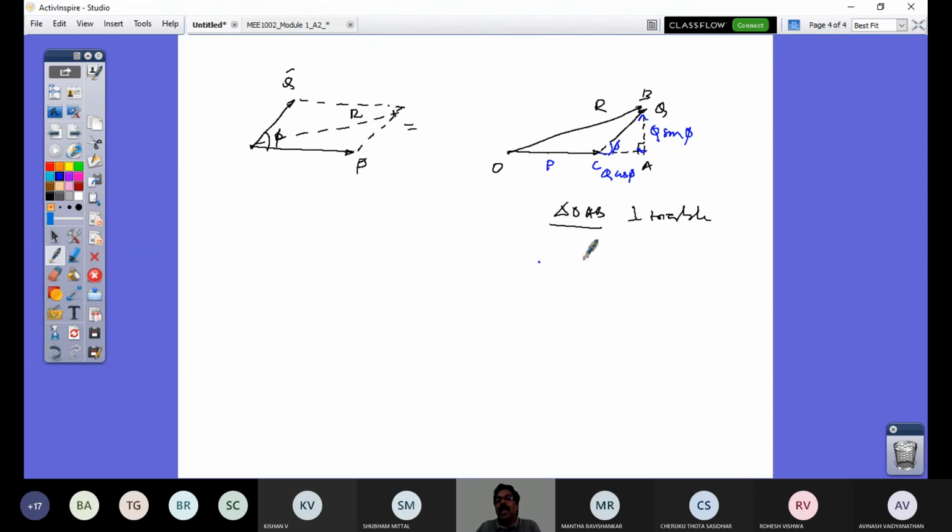So in this triangle, OA vector is now P vector plus Q cos phi vector. And what is the AB? AB is Q sin phi vector, right?